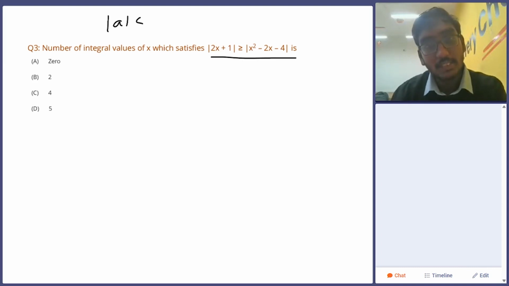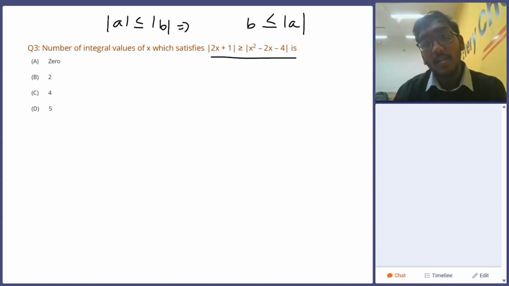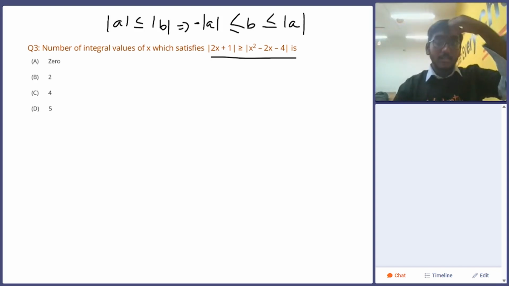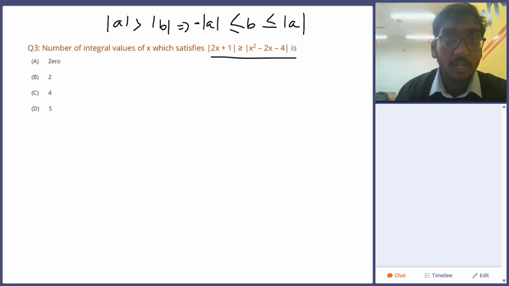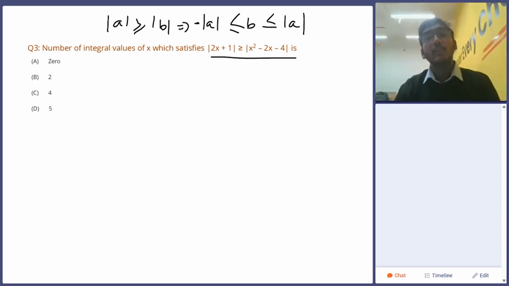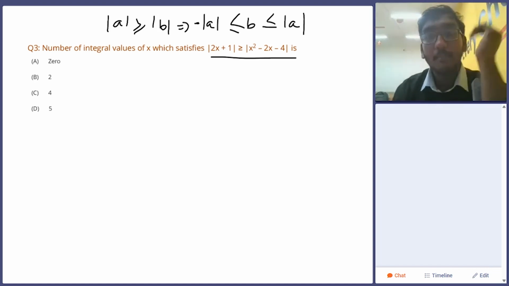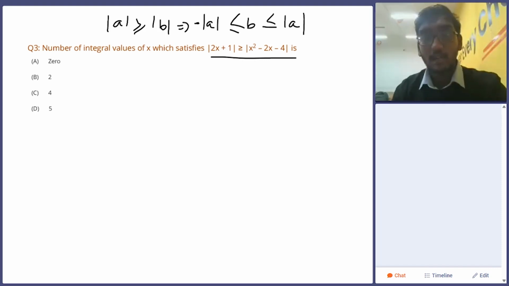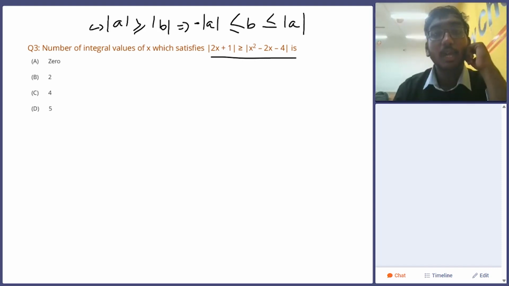So rather, we can apply the property of modulus. Mod A greater than or equal to mod B will imply that B will lie between negative mod A and positive mod A. Why? Because the magnitude of B is less than or equal to the magnitude of A. That means B has to lie between positive mod A and negative mod A. So this particular idea we will be using here.